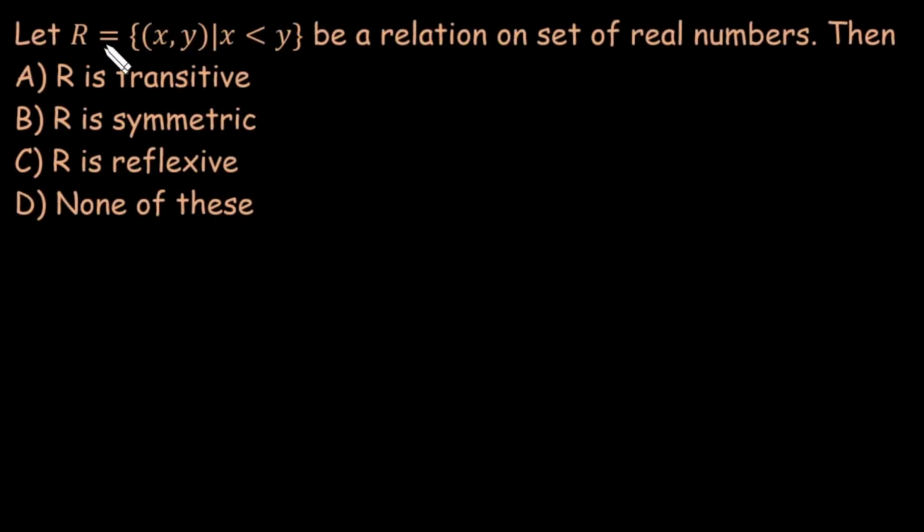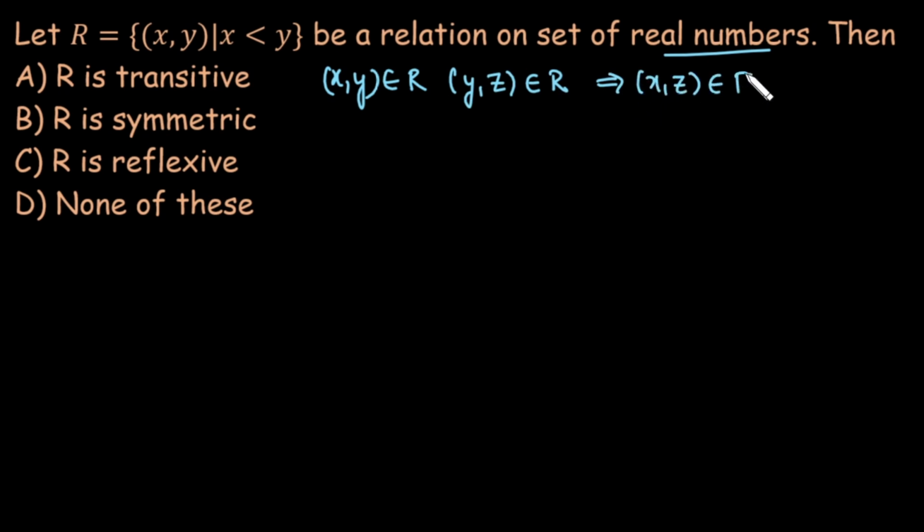Next we have: let R be a relation which contains the ordered pairs (x, y) such that x is less than y on the set of real numbers. Now this relation is what? Whether this is transitive, how to check this one? We will check if (x, y) is a part of the relation and the ordered pair (y, z) is a part of the relation, we need to check whether (x, z) is a part of the relation or not.